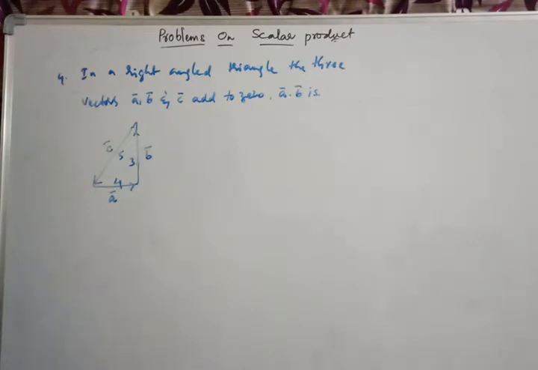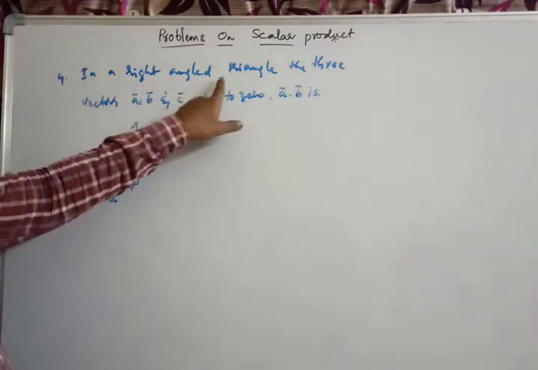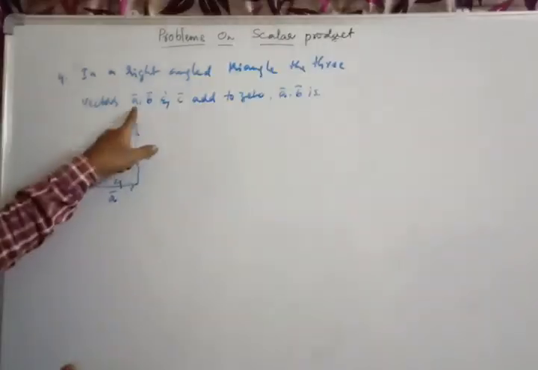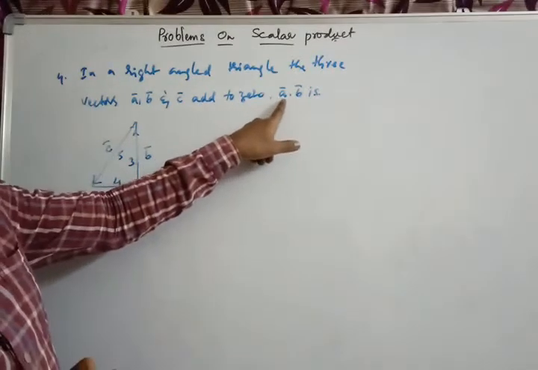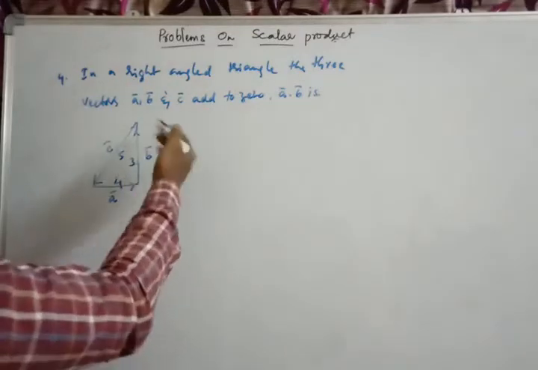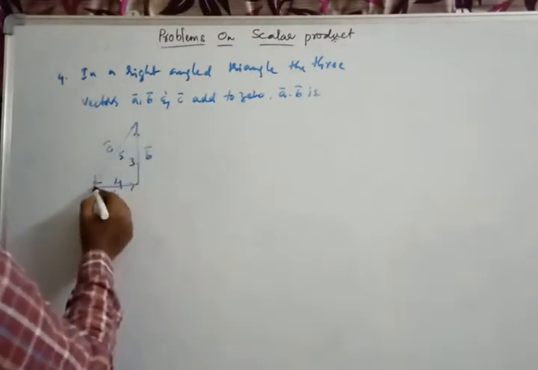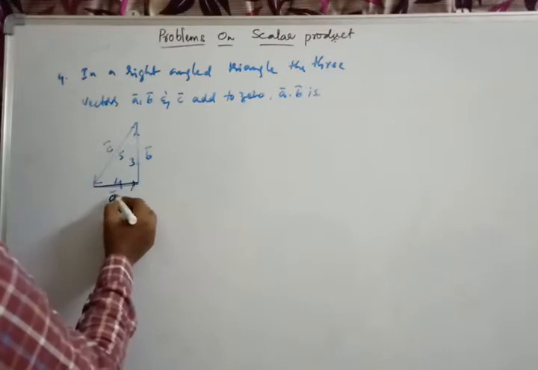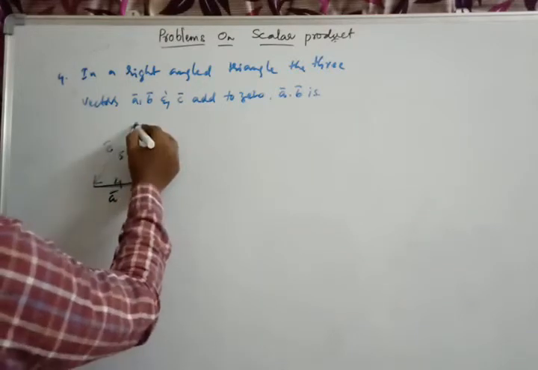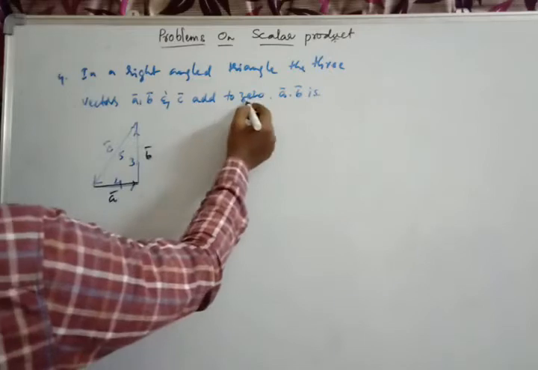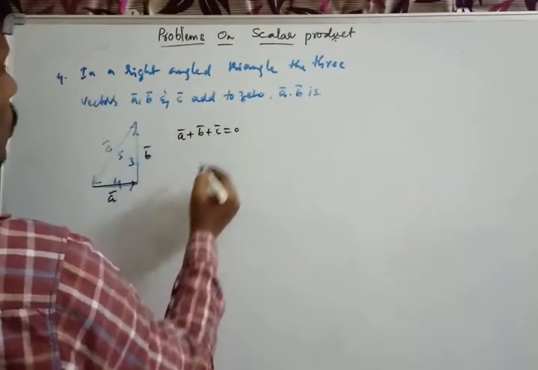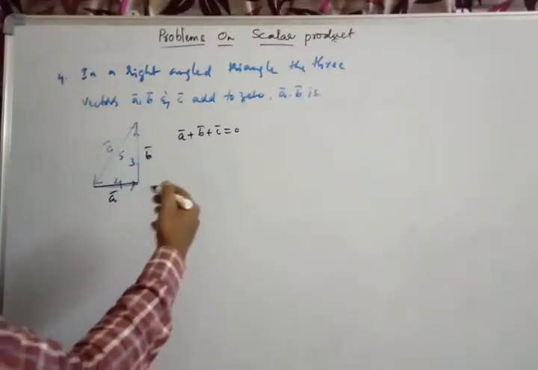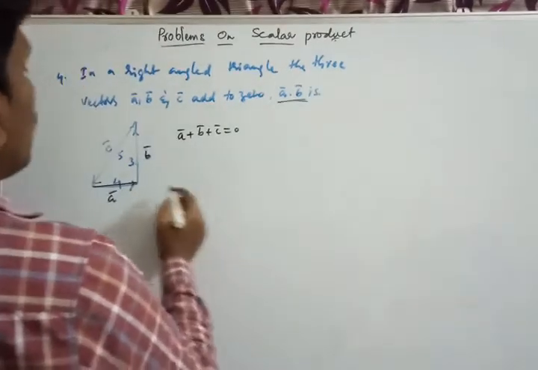The fourth question is given like this. In a right angle triangle, the three vectors A bar, B bar and C bar add to 0, then what is A bar dot B bar? As the diagram is given in the question, this is the A bar vector and B bar vector, and this is the C bar vector, which add to 0. Nothing but A bar plus B bar plus C bar equal to 0. In that case, what is A bar dot B bar?